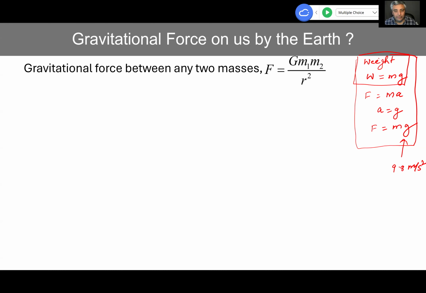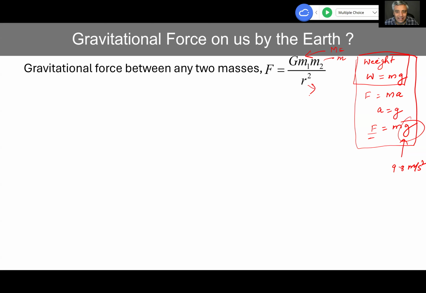So now let's use Newton's laws of gravitation and figure out what this g is, for example. Okay. So since this force is force of gravity on us by Earth, that means we need to replace one of the masses by mass of the Earth, and another mass by our mass. Okay, so mass of the Earth, our mass, and separation distance.